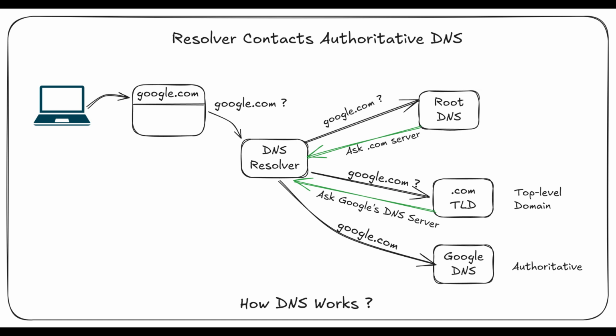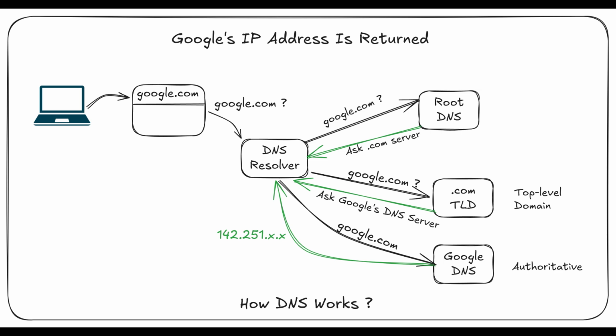Next, the resolver contacts Google's authoritative DNS server. This server is the source of truth for Google's DNS records. The resolver asks, what is the IP address of google.com? This time, the server has the answer. It responds with Google's IP address. Now, the resolver finally has the information it needs. It sends the IP address back to your laptop. At this point, your browser knows exactly where Google is located and can begin connecting to Google servers.